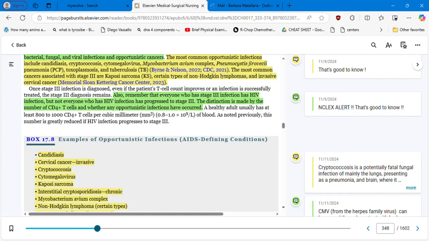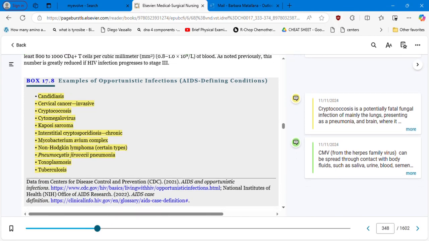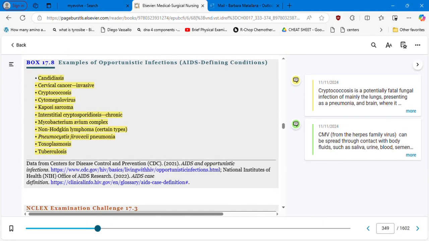Okay, so examples of opportunistic infections, AIDS-defining conditions. This is in stage 3. All the conditions that we mentioned before, from candidiasis all the way to tuberculosis, especially Kaposi sarcoma and Pneumocystis jirovecii pneumonia. There you go.